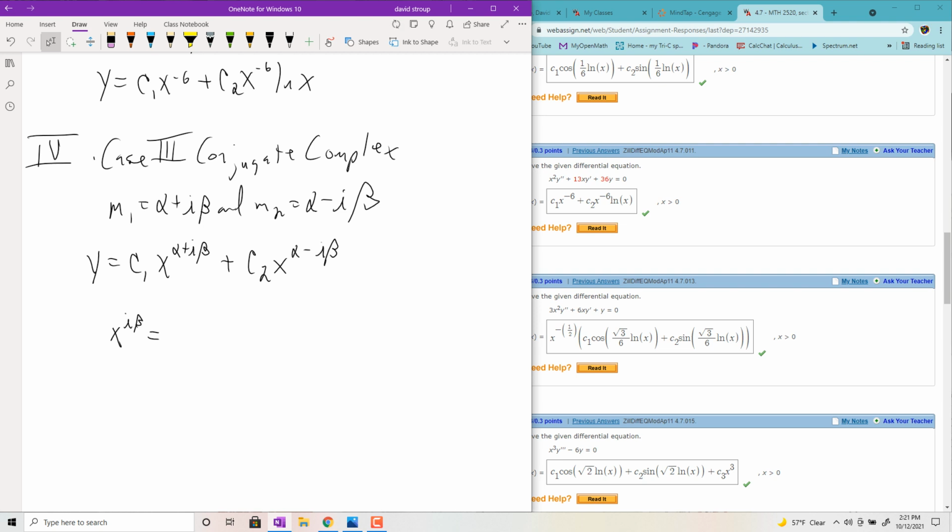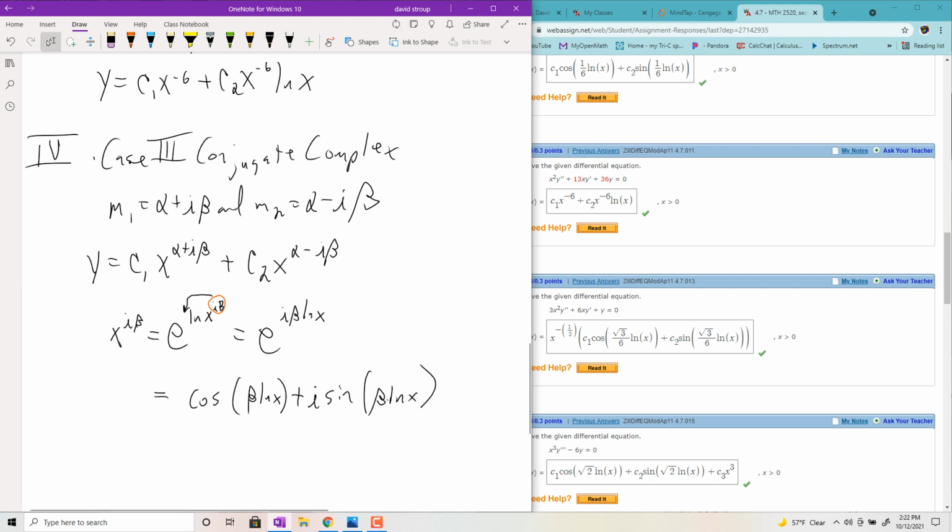So x to the i beta, we can rewrite as e to the ln of x to the i beta, which is equal to e to the i beta ln x, using the power rule, right? We take this i beta part and put it in front of the natural log, and we get i beta ln x. Then you can use Euler's formula on it to rewrite it as cosine of beta ln x plus i sine of beta ln x.